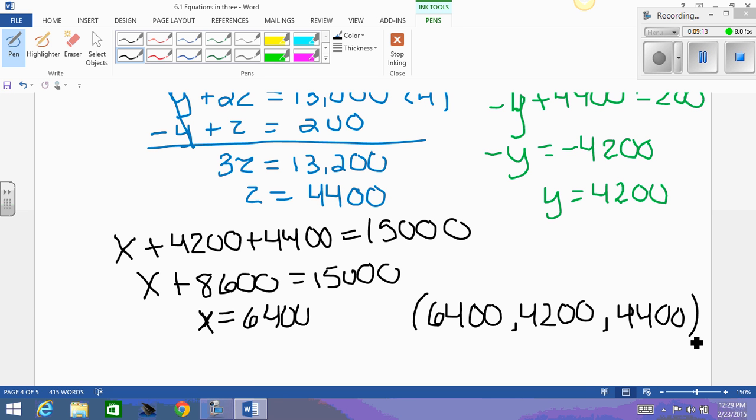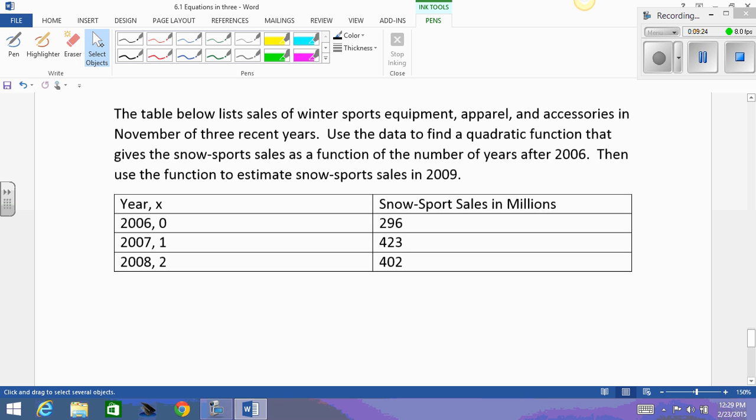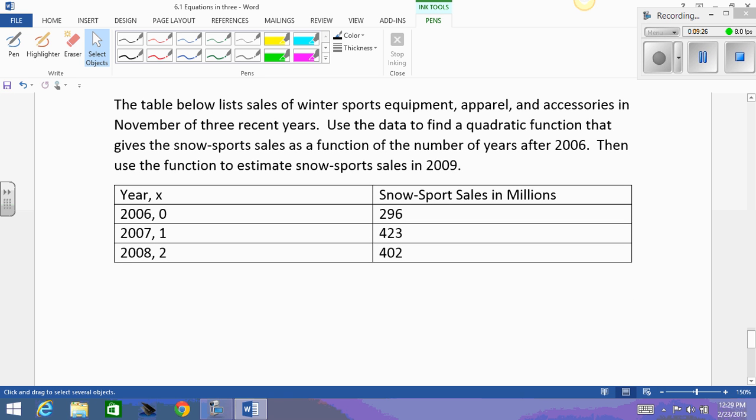All right, so let's keep going. Let's try the next one. This time we're talking about sales. The table below lists sales of winter sports equipment, apparel, and accessories in November of three recent years. Use the data to find a quadratic function that gives the snow sport sales as a function of the number of years after 2006. Then use the function to estimate snow sports sales in 2009.